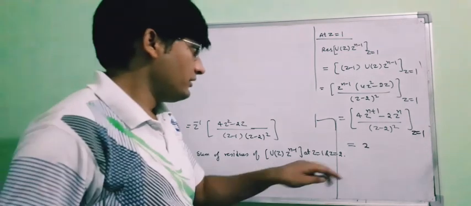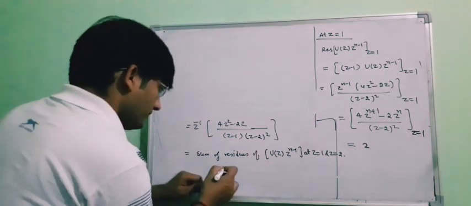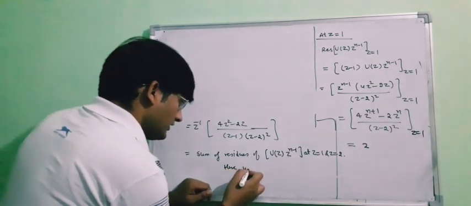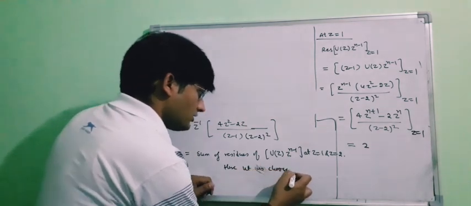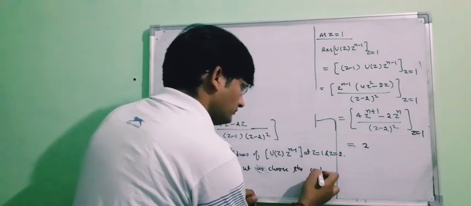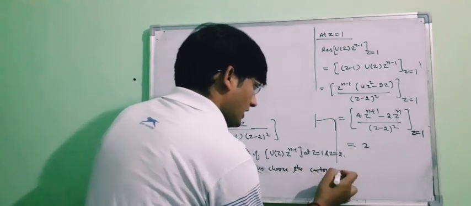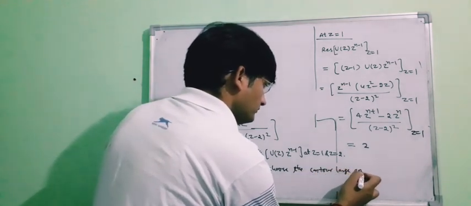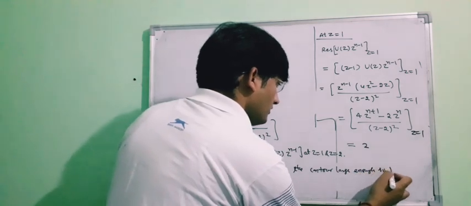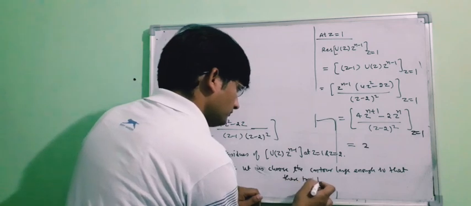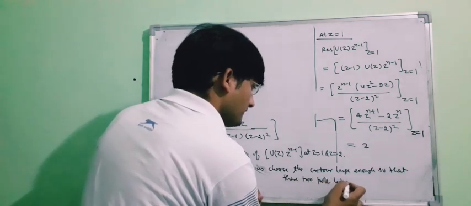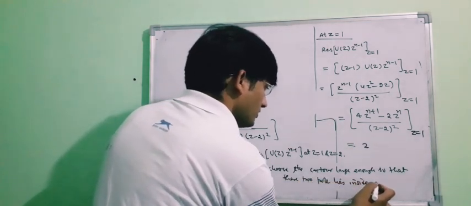Now please note that here let us choose the contour large enough so that these two poles lie inside your contour.